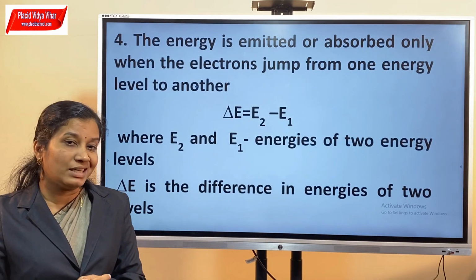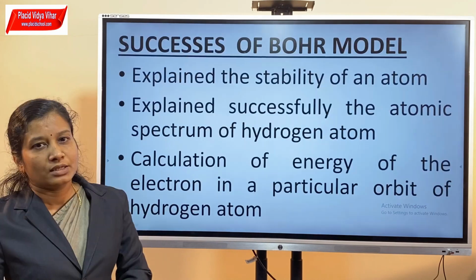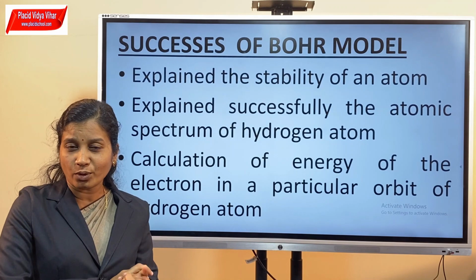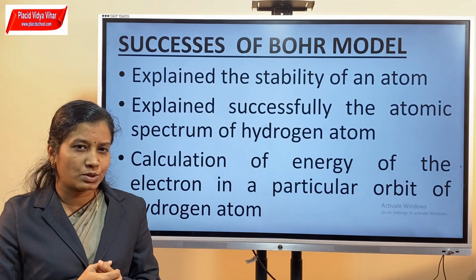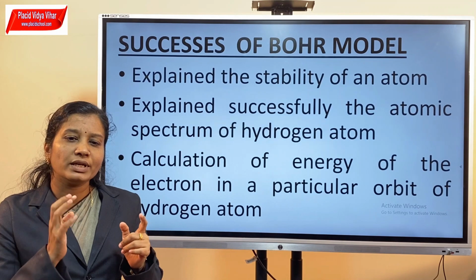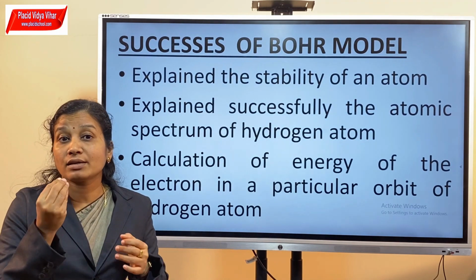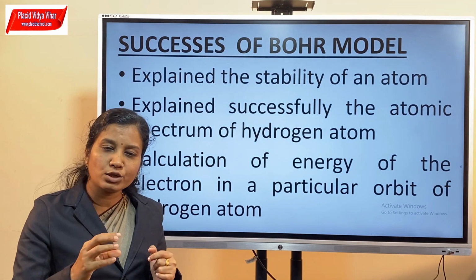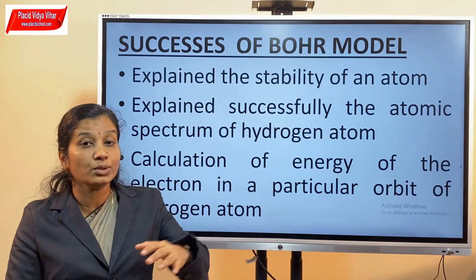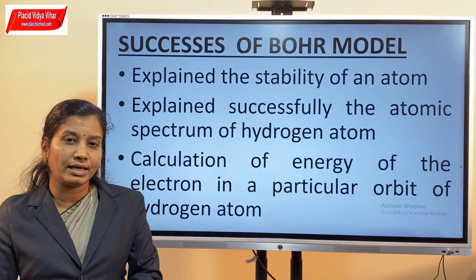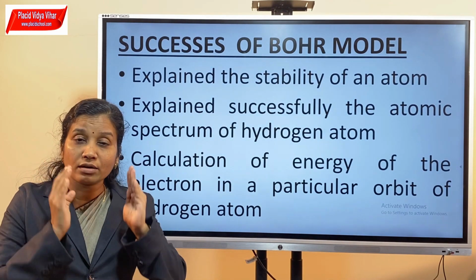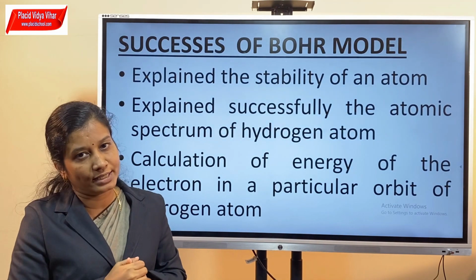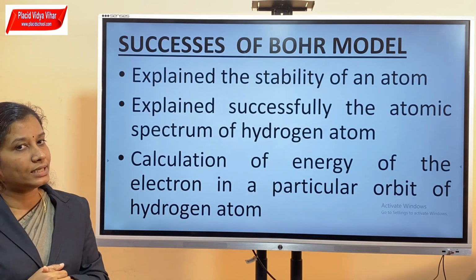Then we move on to the merits, or successes, of the Bohr model. The first one: it explains the stability of an atom. In Rutherford's model, he could not explain the stability of the atom. What was the drawback? The electron moves in a circular path and has charge. A charged particle moving in an orbit has a tendency to emit radiation and fall into the nucleus. But Bohr stated that if the electron is in a particular orbit, it does not lose or gain energy. So he explained the stability of the atom, and that is a merit of Bohr's atomic model.